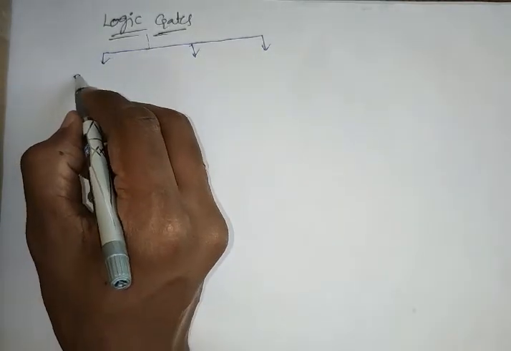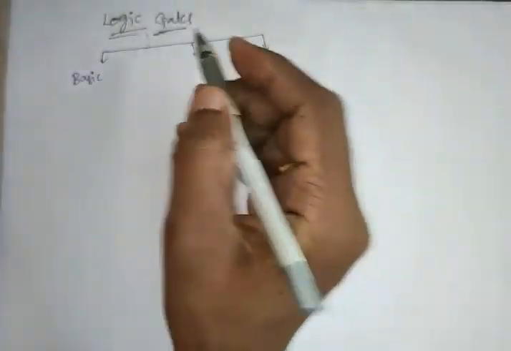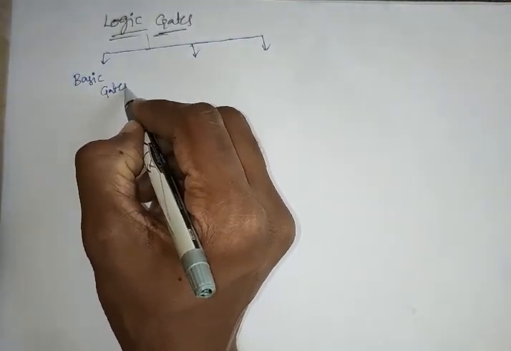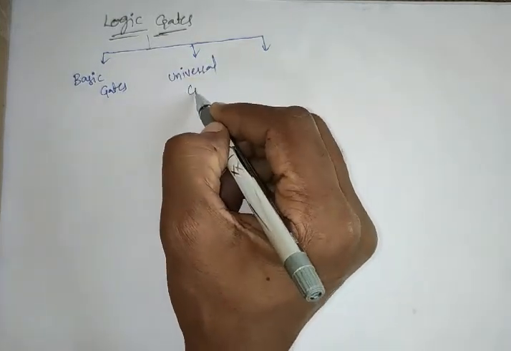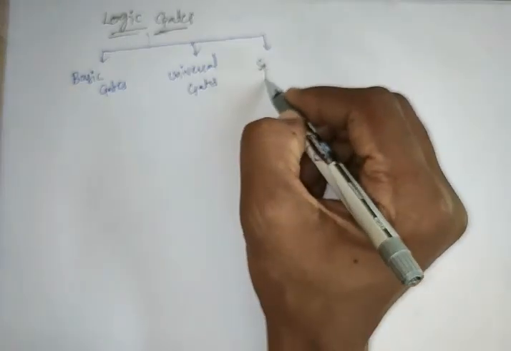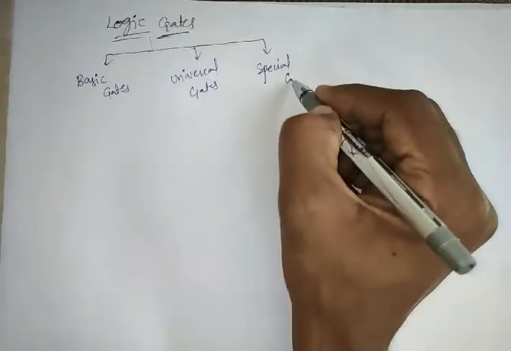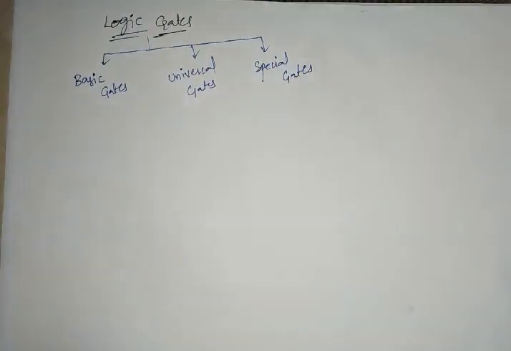One is the basic gates, universal gates, and special gates. So what are the basic gates? Again, what are the universal gates? What are the special gates? A logic gate is a controlling device, where the output depends on the inputs.